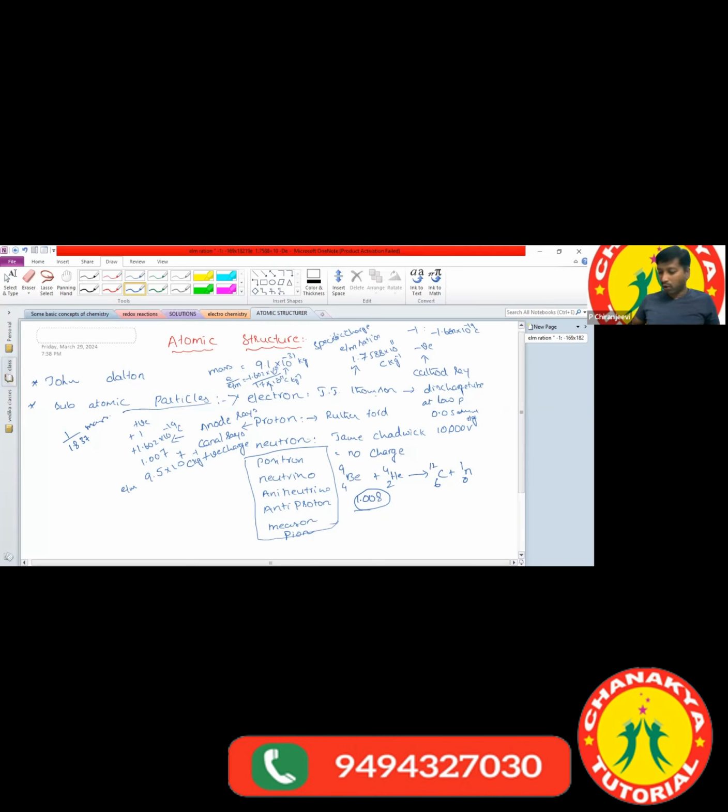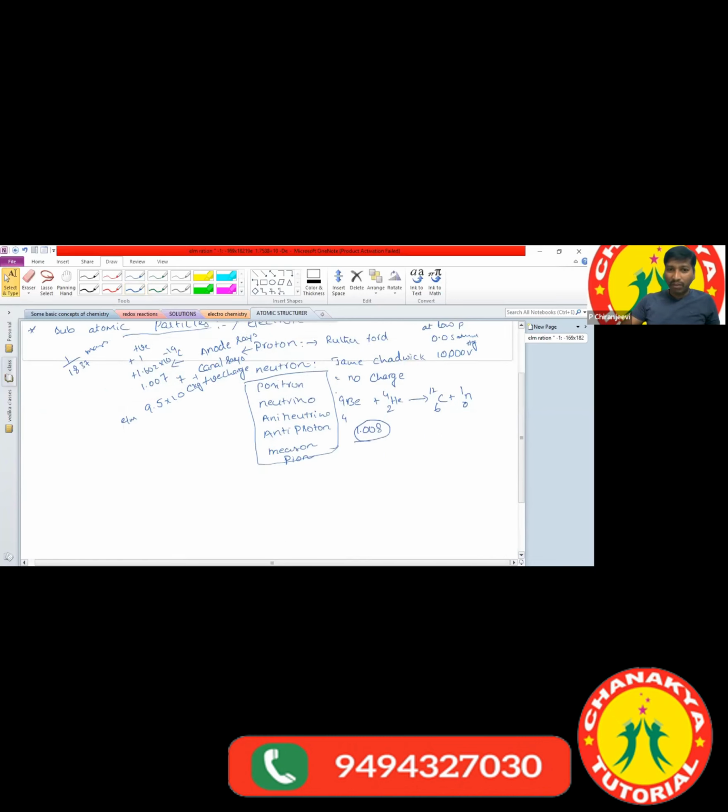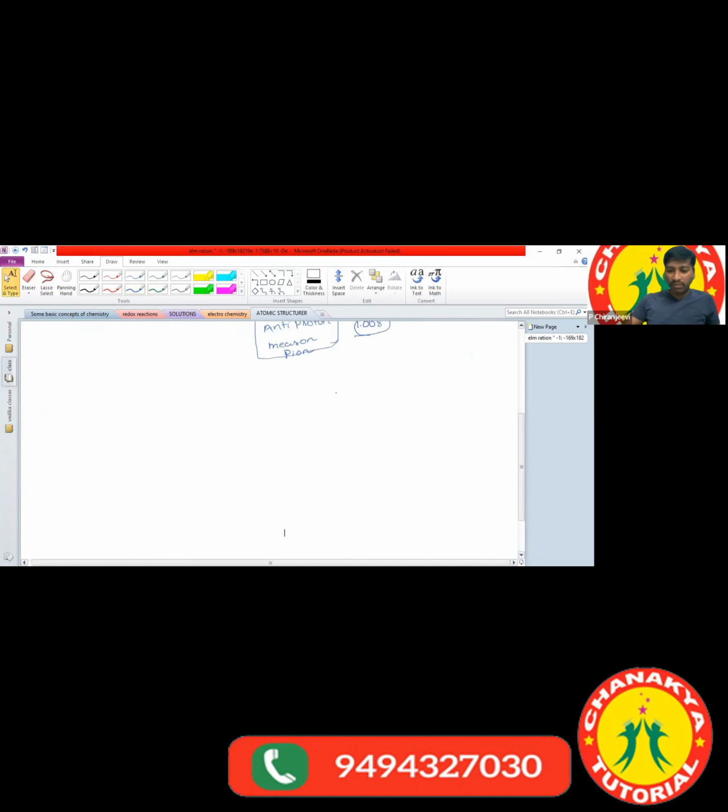First we'll go for the atomic models. We have different types of atomic models. Can any one of you tell me the atomic models we have? The first one is the J.J. Thomson atomic model.